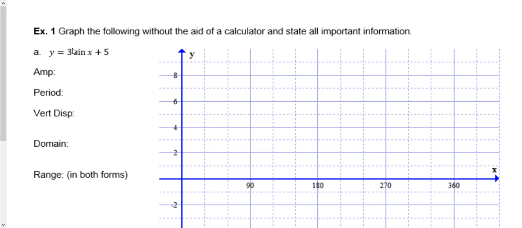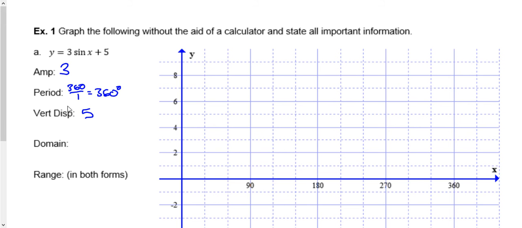So right away, I have an A value, my amplitude. My amplitude is going to be 3. My period, there's no mention of it. There's no B value. And by default, if there's no actual number, B has to be 1 here. So our period is going to be 360 divided by 1, which is just 360 degrees. Vertical displacement is going to be this number here. It's going to be 5. Domain we'll figure out after. Range we'll figure out after as well.